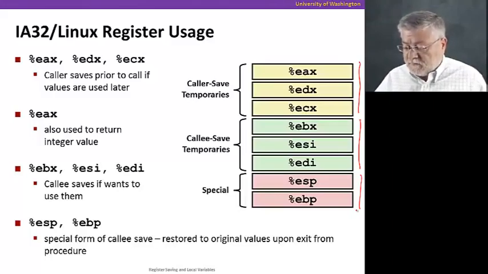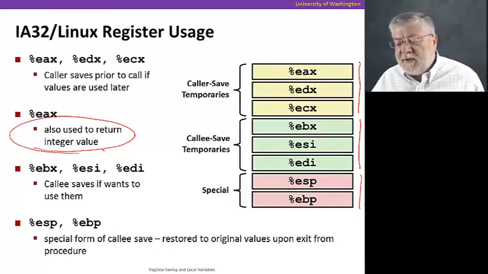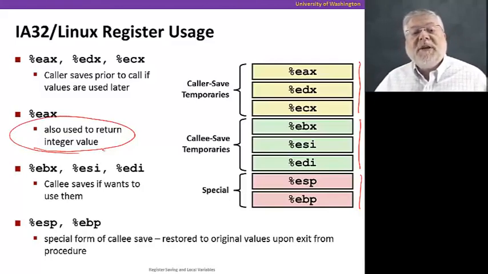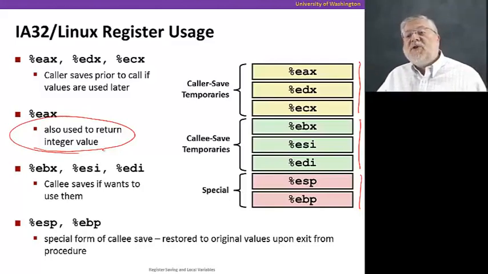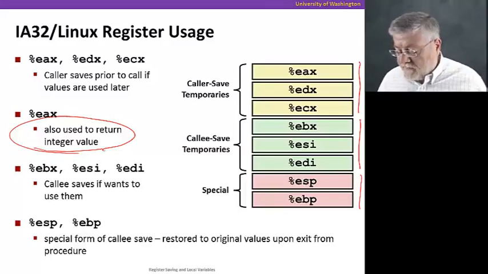The last thing to remember is that EAX, the reason it's caller saved is because, remember, the returning procedure puts its return value in EAX. And so if the caller wants to use what it had in EAX previous to the call, it had better save it somewhere else. And where might it save it? Probably in memory somewhere.